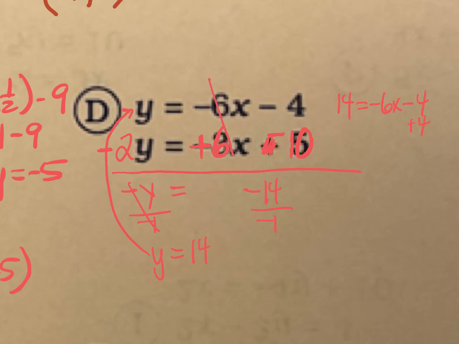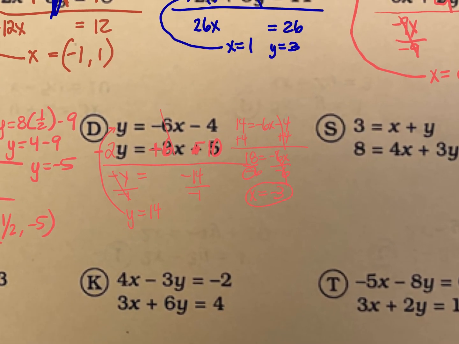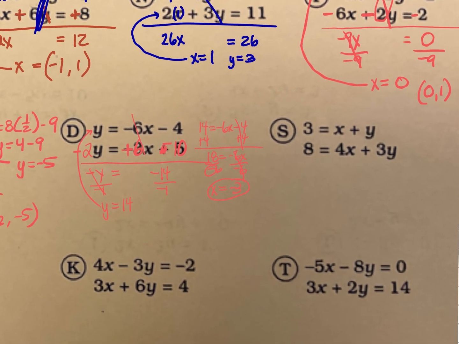Add 4, gets rid of it there. 18 equals negative 6x, divide by negative 6. X equals negative 3, because of the one negative. All right, so basically I'm able to play with the equations to try to cancel something out.